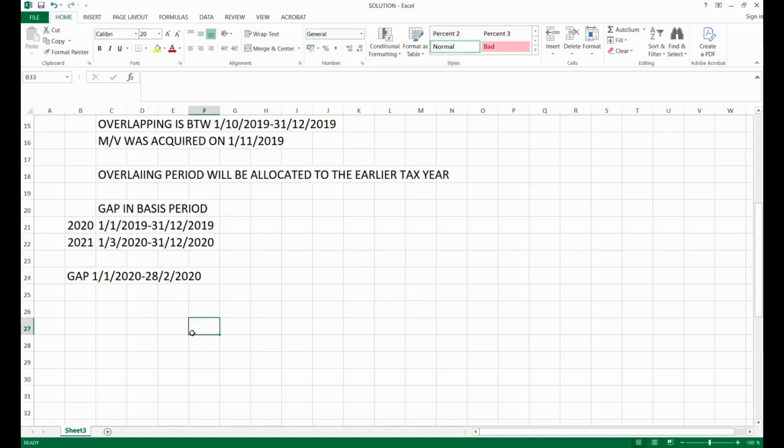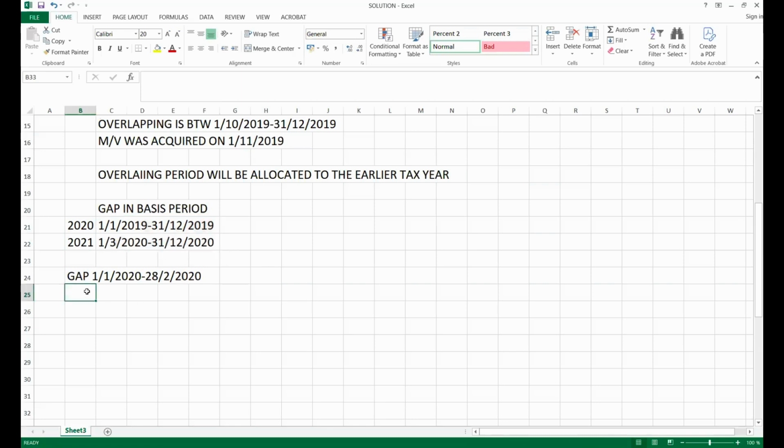2020. So you have a gap between January and February of 2020. What that gap means is that you cannot find that basis period among these basis periods. That basis period that you cannot find there is what is called a gap in between the basis periods. So this period of gap, we also need to allocate it.